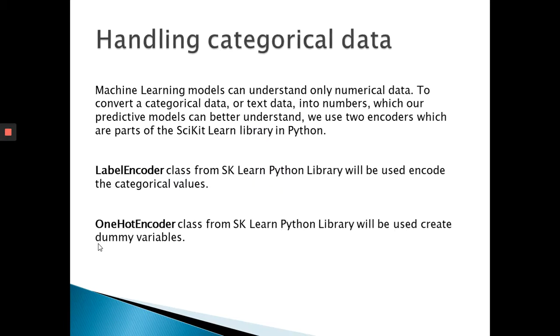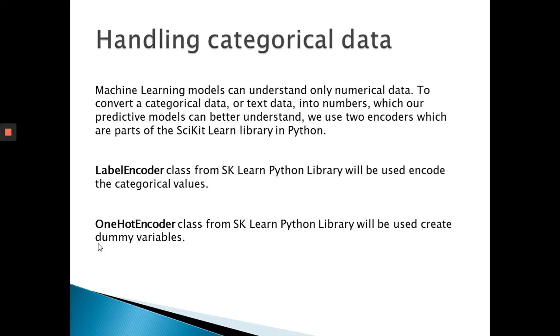Now, handling the categorical values. As you know, our machine learning models will always understand numerical data. And if you have any categorical data or text data in any column of the data set, then you have to convert that categorical data into numerical data. To convert categorical data or text data into numbers, which our predictive models can understand better, we use two encoders, which are part of the scikit-learn library in Python.